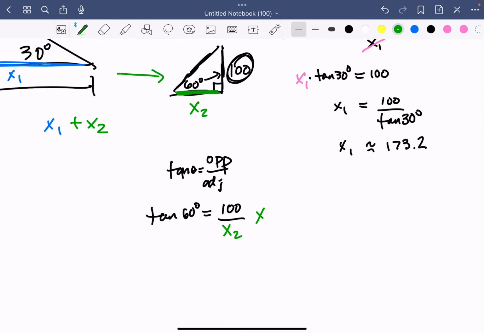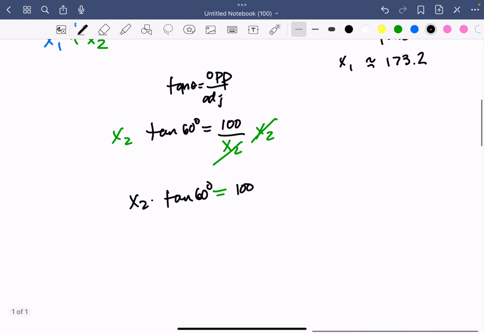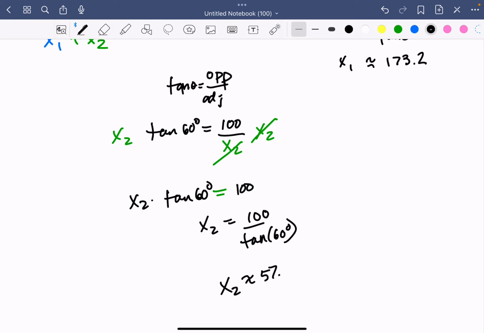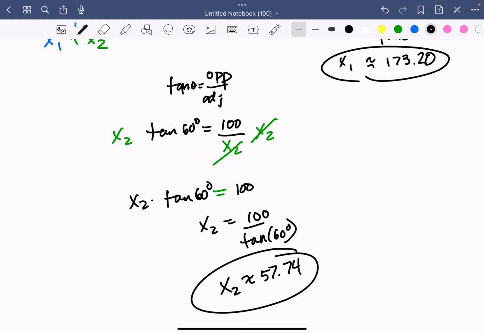Right? Just like we did before, I'm going to multiply both sides by x sub 2, which is okay, because I know it's not equal to 0. So on the right, I get 100. On the left, I get x sub 2 times tan 60. Then you divide both sides by tan 60. So we get 100 divided by the tangent of, in this case, 60 degrees. And I get approximately 57.74, right? And both times I was trying to round to 2 digits to the right, okay?